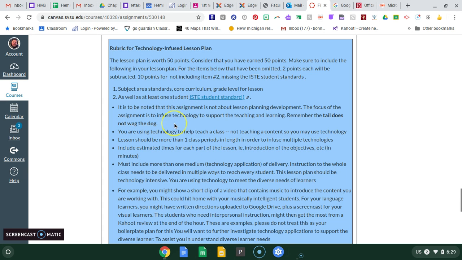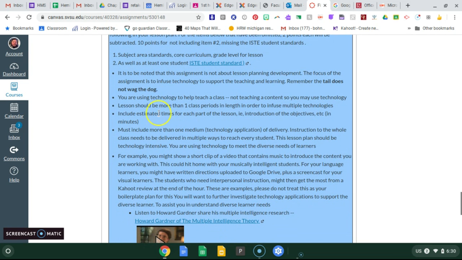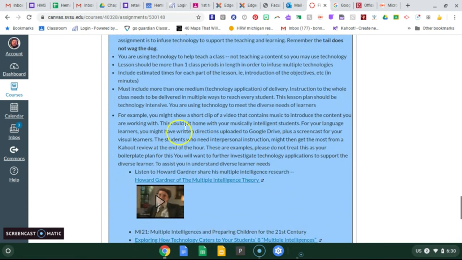And again, I'm not going to be real picky on it being multi-day. If you can get it into one day and you get some good stuff, that's great. But try to follow the rest of the stuff here. It says it should be more than one class period. Don't worry too much about that. And I do need to know kind of how long is this going to take you, things like that. Give me some examples of what you would do.